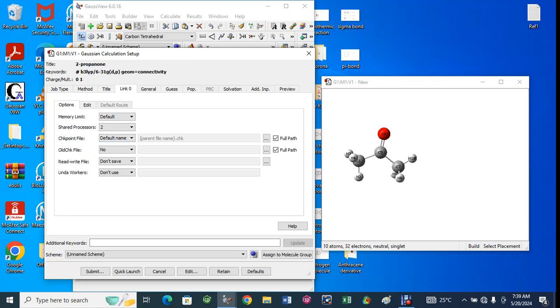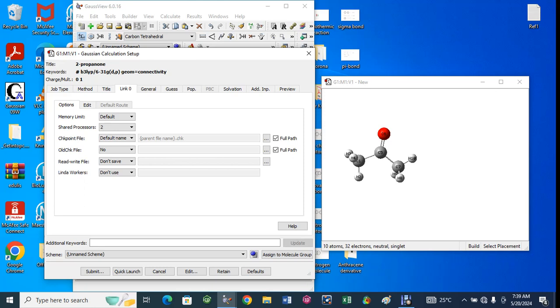In Gaussview or Gaussian, after Gaussian finishes the calculations, 2 files can be generated. We have the checkpoint file and then the log file. The checkpoint file is what is abbreviated as the chk file. We are going to take a look at the difference between the chk file and the log file in subsequent videos.